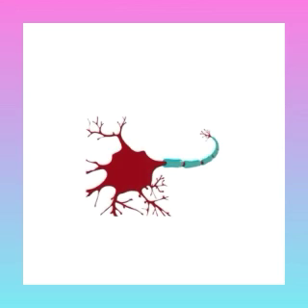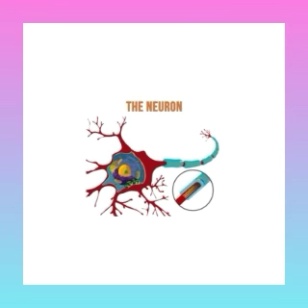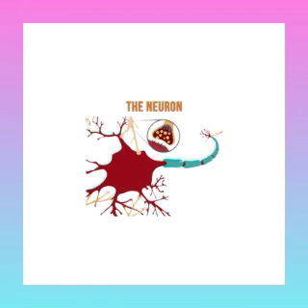In this video, we will talk about the primary cell of the nervous system, the neuron. We will talk about the structure of neurons and also how they come together to form an entire network of nerve cells. Great, so let's begin.